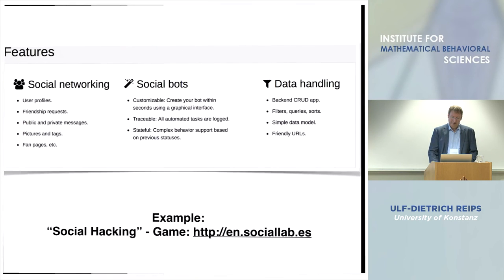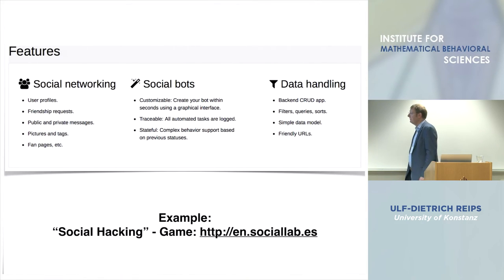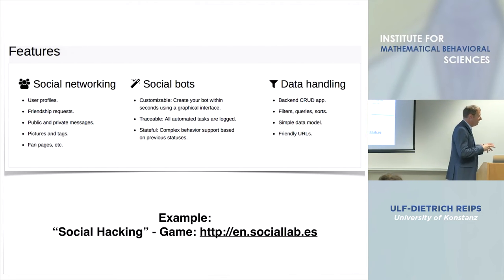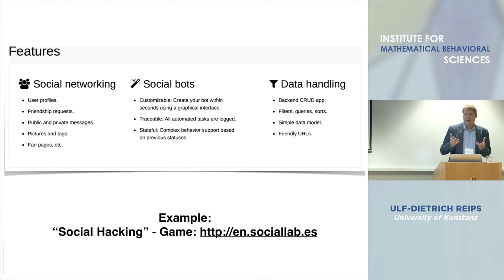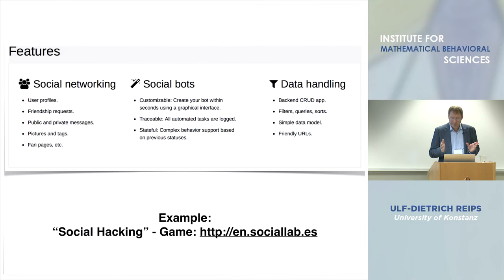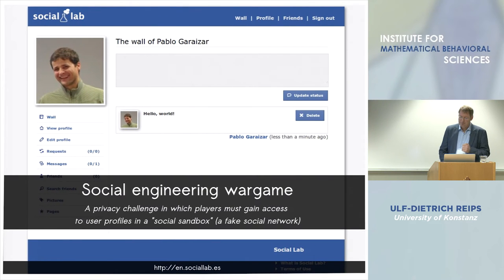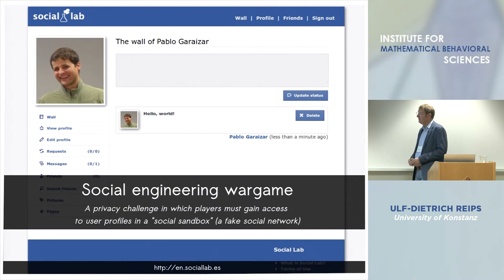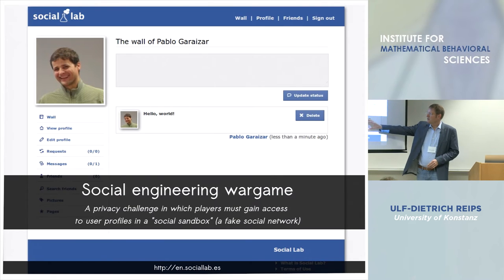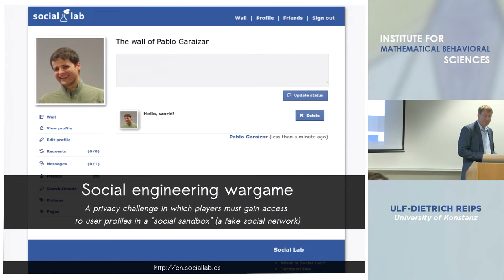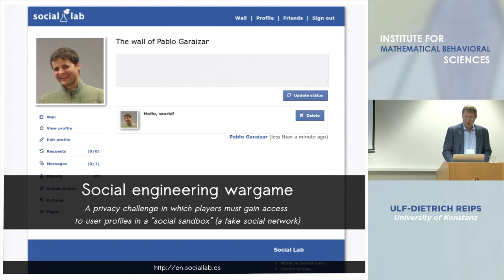You can customize it. And a nice thing it has are these social bots. So there are agents within the social network that can do certain tasks. They appear like participants. And they can, for example, contact other users and ask them to befriend them. And we created some example sites, social engineering war games, we call them, where people can learn about how to protect their privacy within such social networks.